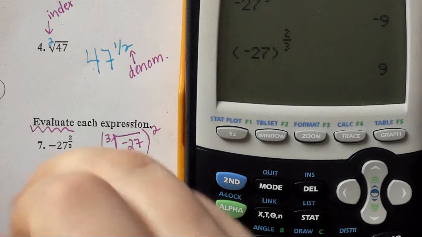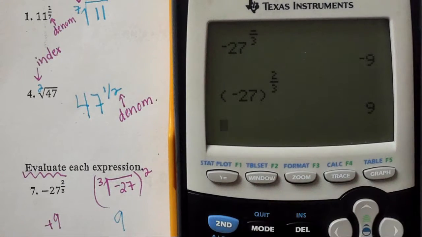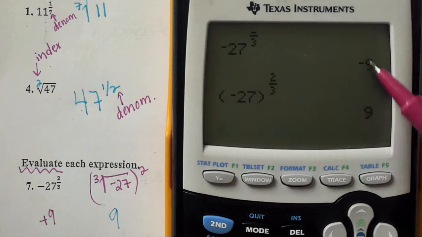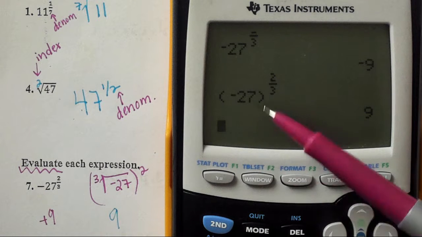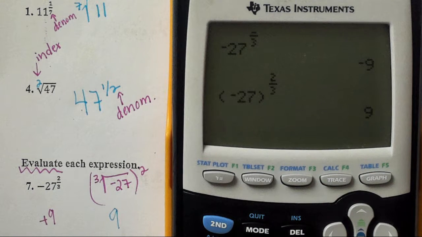Okay, so the answer is supposed to be positive 9. And here's how Miss Compton went wrong. Again, she didn't use parentheses. We've got to make sure we're putting things in parentheses, people.